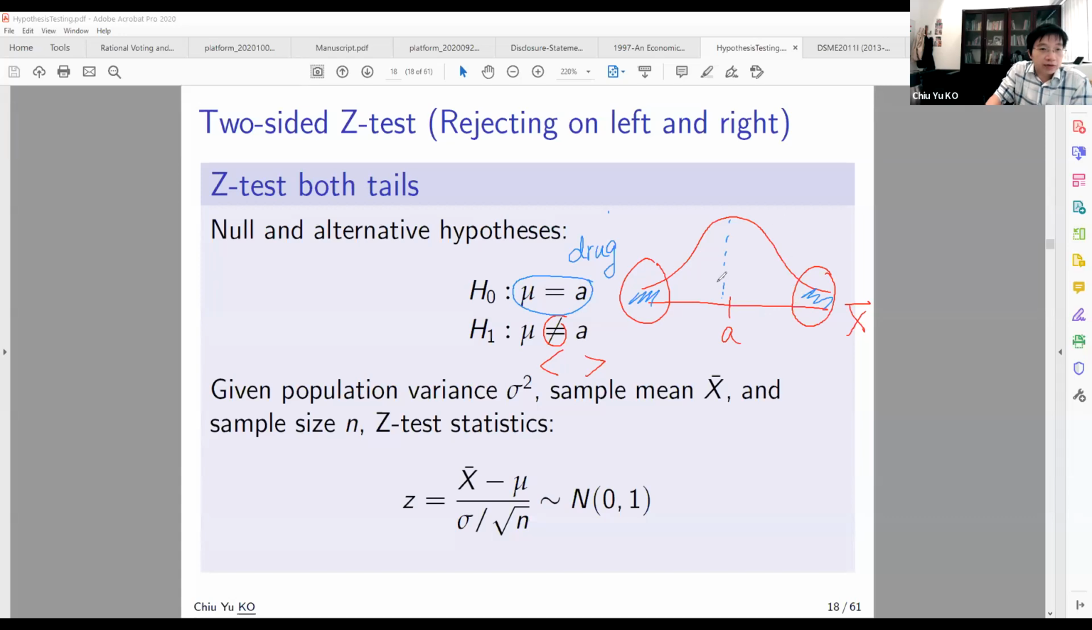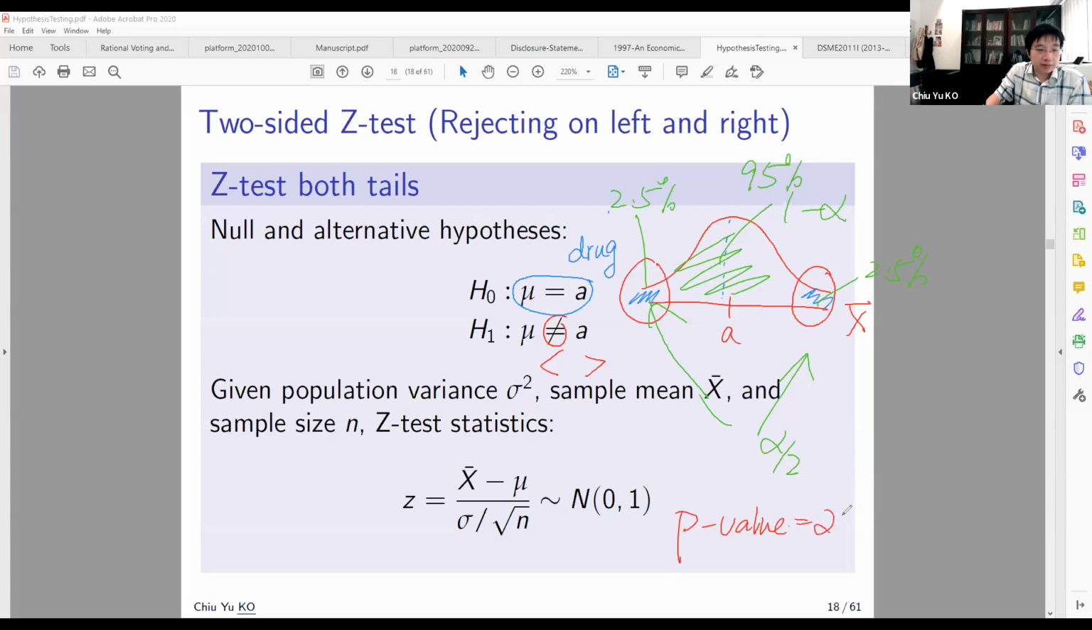Remember, 1 minus alpha is in the middle. That means on both sides you will be assigning alpha over 2. So if I use 95% as usual, that will be 2.5% on both sides. That is the tricky part of the left-hand, right-hand, and both sides. Do note that the p-value will be more tricky. By definition, the p-value will be 2 times what you find. So that is the definition.